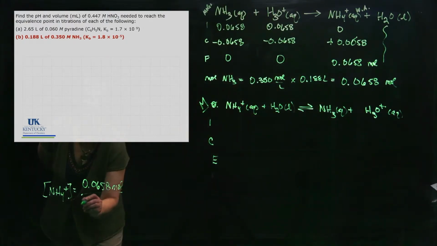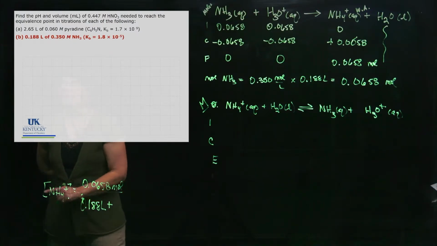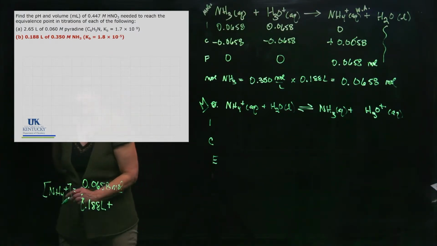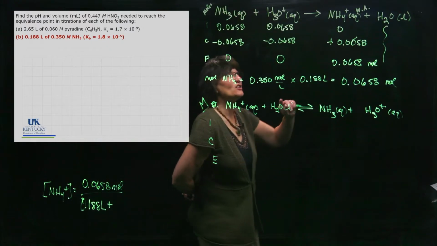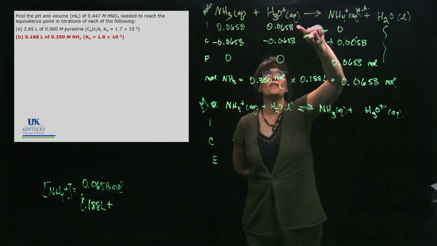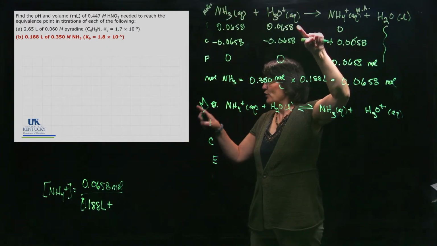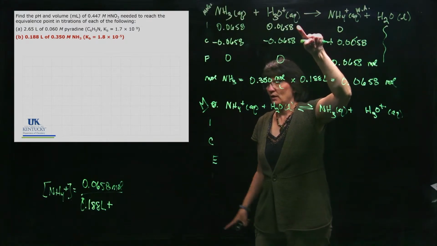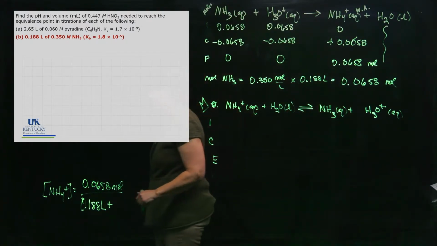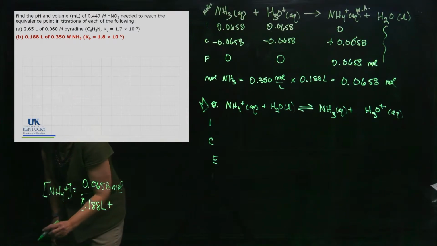So I knew part of the volume, 0.188 liters. That's of the ammonia. I have to add to that the liters of the HNO3. The way I'm going to get the liters of the HNO3 is I know the moles of the HNO3 and I know the molarity of the HNO3. From those two things I can get the volume. So I'll do that down below.